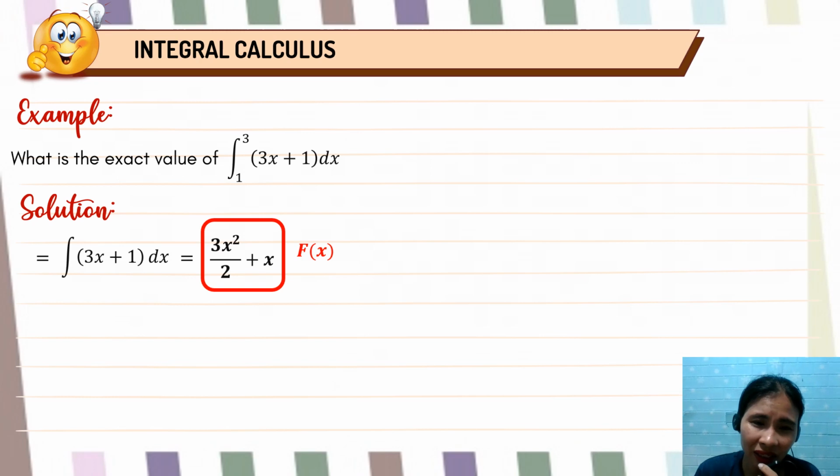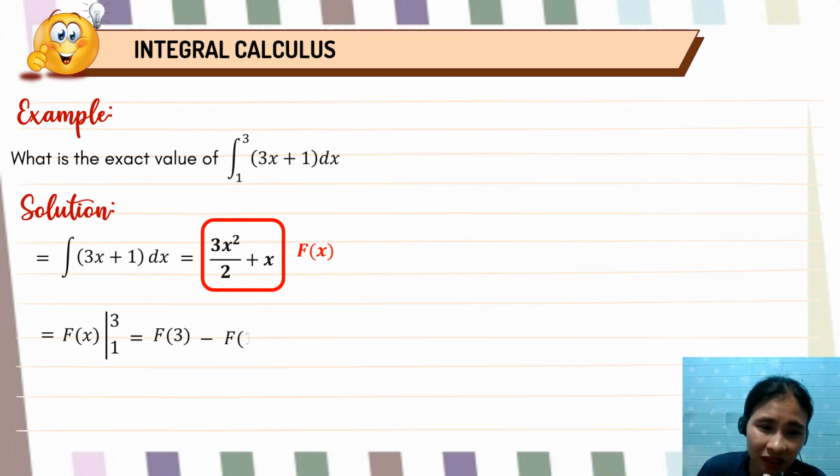Our capital F of x. So we have F of x from 1 to 3. Again, the vertical line is an operation, it's not just simply a vertical line. That is equal to F of 3 minus F of 1. Again, we get these values 1 and 3 from the limits of our integration.